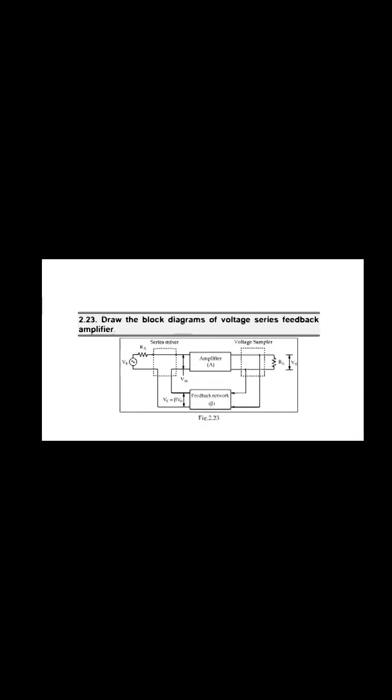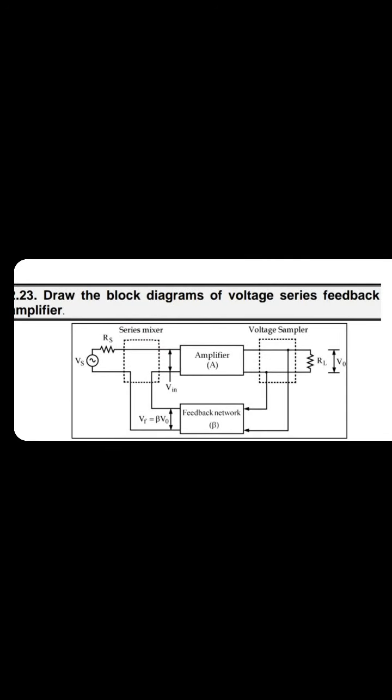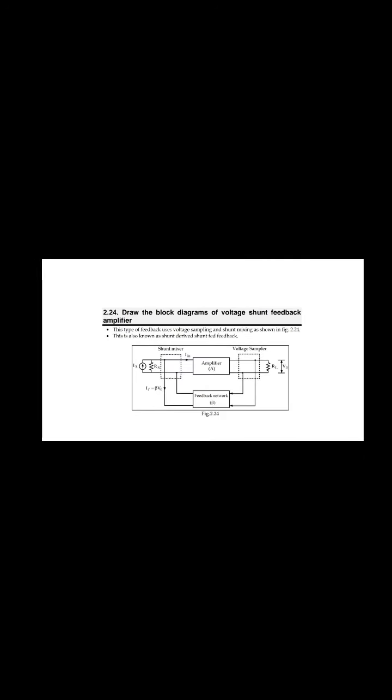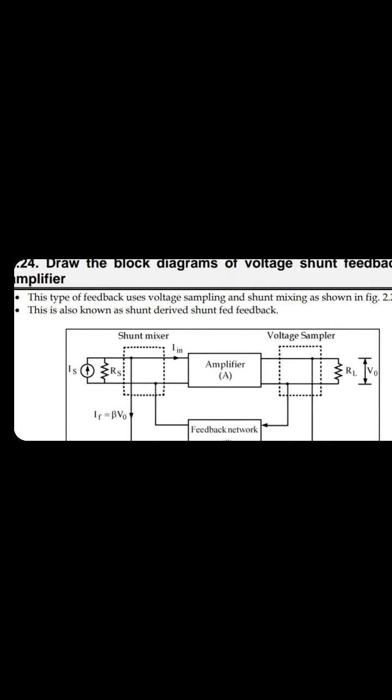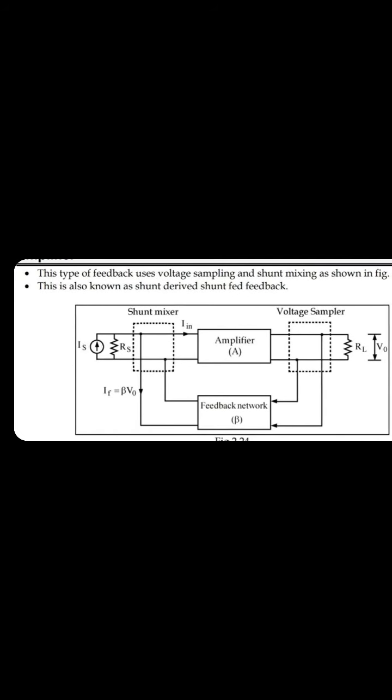Similarly, we have to see the voltage shunt. This is the voltage shunt feedback, also called shunt derived shunt feedback. Here we have shunt mixing and voltage sampling. Voltage shunt means the voltage sampler is, as we saw previously, the dotted line in parallel. Shunt means the shunt mixer shown as a dotted line is in parallel with the input side.